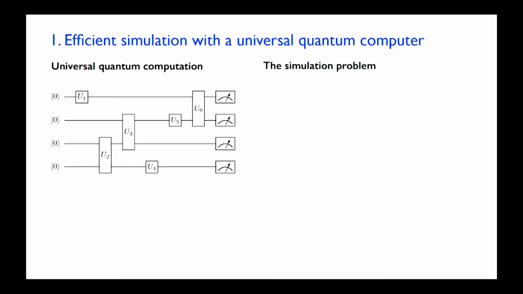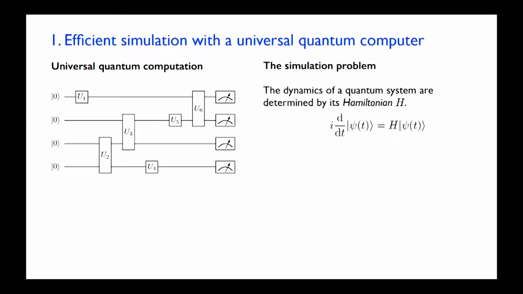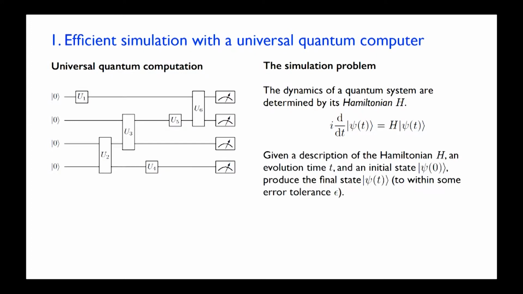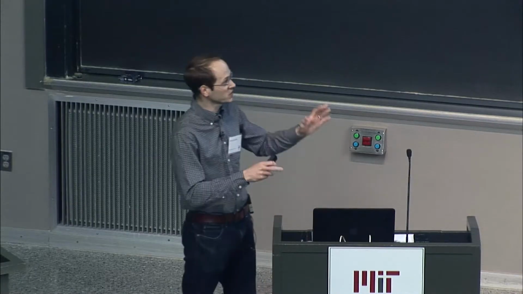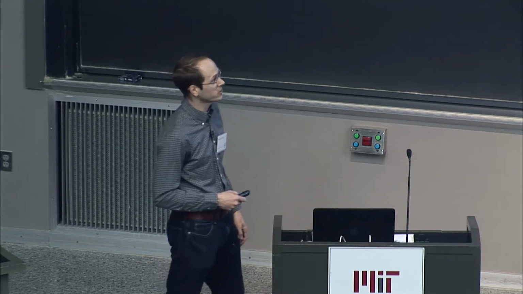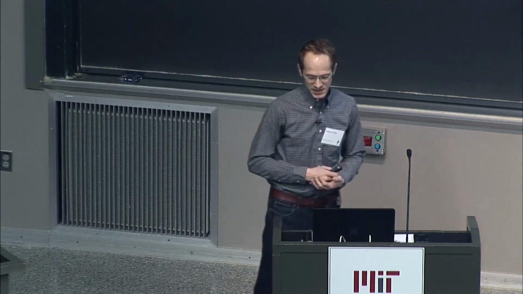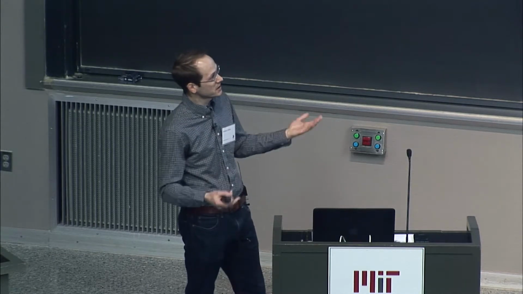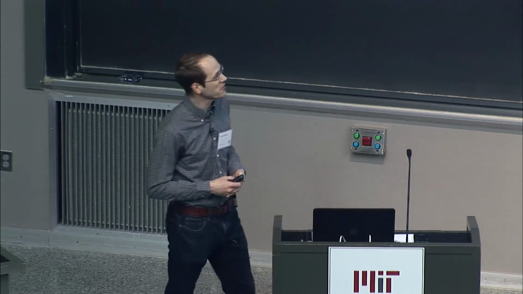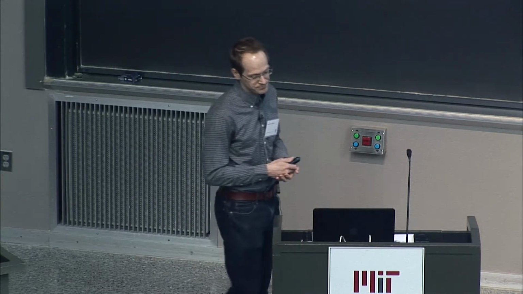So this is really the problem of simulating the dynamics of a quantum system. So you have a quantum system which is described by a Hamiltonian. There's the Schrödinger equation, which explains how it evolves in time. And in the simulation problem, we're given some description of that Hamiltonian, a time that we would like to evolve for, and an initial state. And the goal is to produce the final state that you would get if you would evolve for that time under that Hamiltonian. And maybe we allow ourselves to make some mistakes at the end of the day, so we have some allowed error tolerance epsilon. And we would like to understand, for this problem, what is the complexity of solving it as a function of things like the time we want to evolve for and the amount of error that we allow.